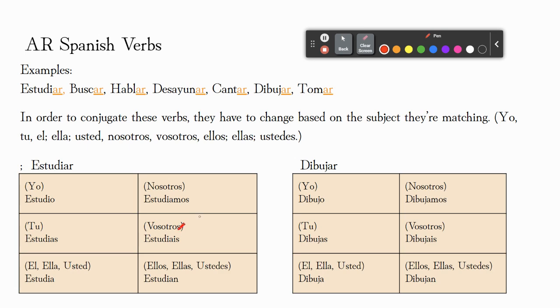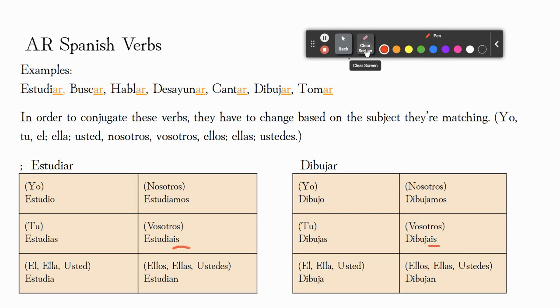And then we have the vosotros form, which is usually only used in Spain. There haven't really been instances of other Spanish-speaking countries that use this form, but it will have similar endings every time, with ÁIS. So for estudiar we have estudiáis, and for dibujar we have dibujáis. It's the same pattern for all of these.